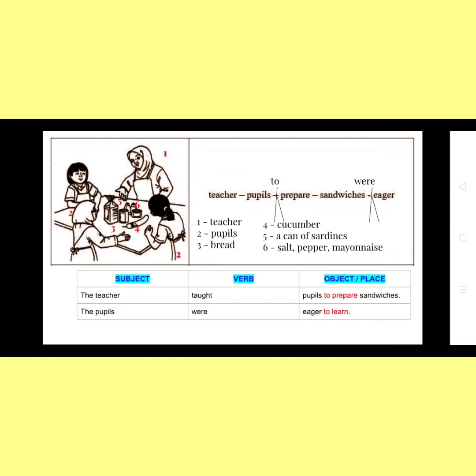Let's look at picture 1 and the table below. There are 2 sentences for picture 1. The teacher taught the pupils to prepare sandwiches. The pupils were eager to learn. Pay attention to the words in red color: to prepare, to learn. When you use the word to, you cannot add ed, d, or ing to the verb. So, the verb should be in root word.